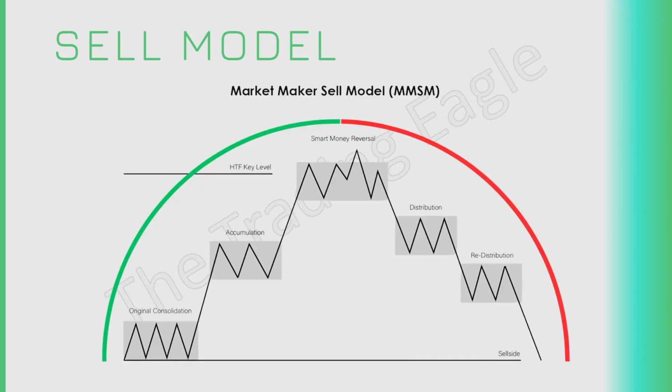So this is the diagram. So you see the buy side of the curve, and then you see the sell side of the curve. So you see an original consolidation, an accumulation, a smart money reversal, then the distribution comes, the distribution down to the sell side.